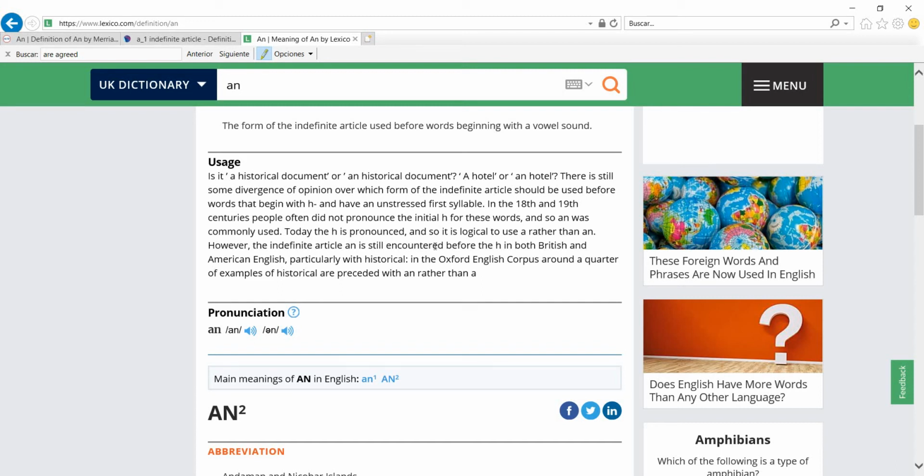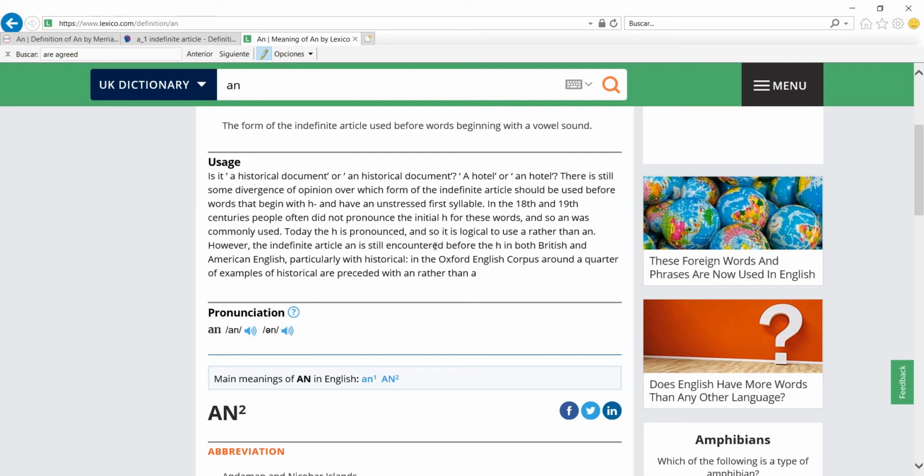So a book, but with H that is not silent, a history, a home, a household name, a memorial service, a puddle, a young man, blah, blah, blah. But with silent H, we use an hour, an honor. So if the H is not silent, a history, a home. If the H is silent, an hour, an honor. This is what you knew so far about the use of a and an before an H.